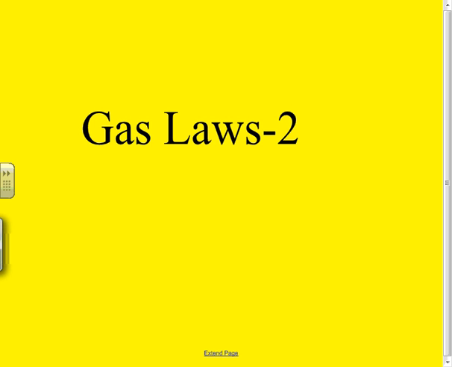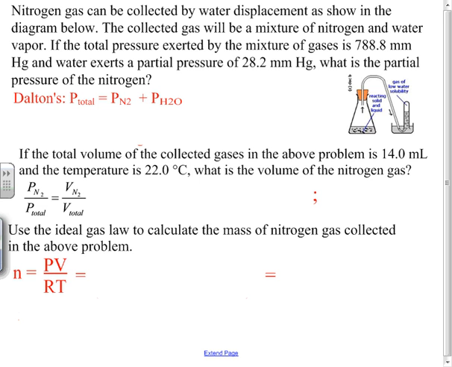Problems are going to be a little bit more complicated in the first video on the gas laws. Looking at this particular problem, it's actually a number of problems all put together here. The first one says that nitrogen gas can be collected by water displacement. So here we have nitrogen gas being produced by some kind of a chemical reaction.